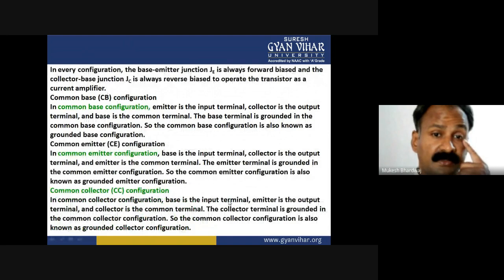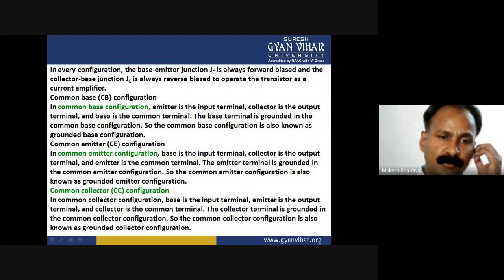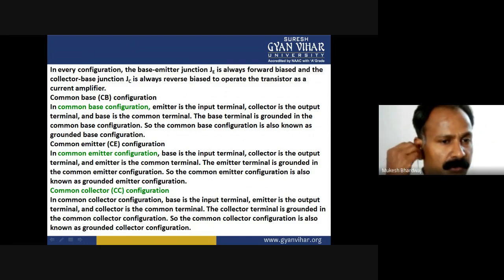In every configuration, the base emitter junction JE is always forward biased and the collector base junction is always reverse biased to operate the transistor as a current amplifier. In common base configuration, the emitter is the input terminal, the collector is the output terminal and the base is the common terminal. The base terminal is grounded in the common base configuration, so it is also known as the grounded base configuration.